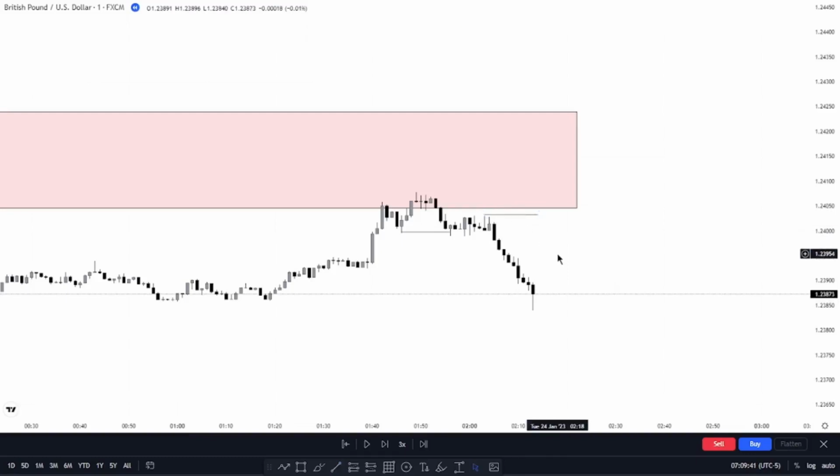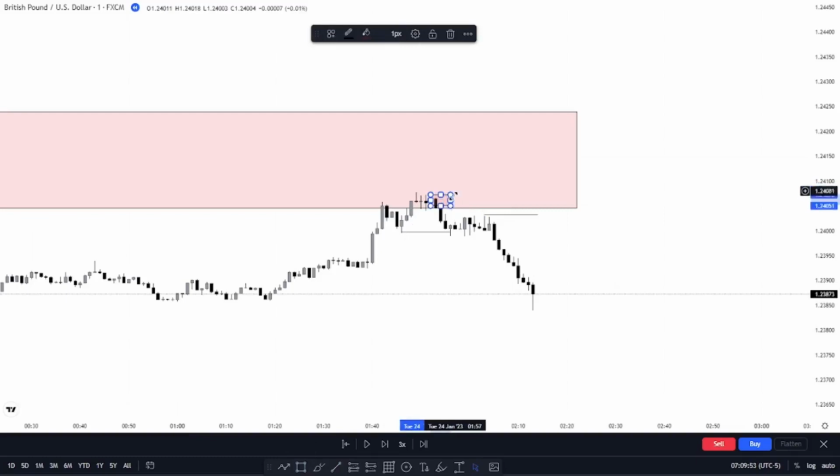Once the liquidity is taken out, I marked this point as our OB. Please take note, this candle here is wrong. Don't make this kind of mistake. A lot of traders are making this mistake every day on the chart.